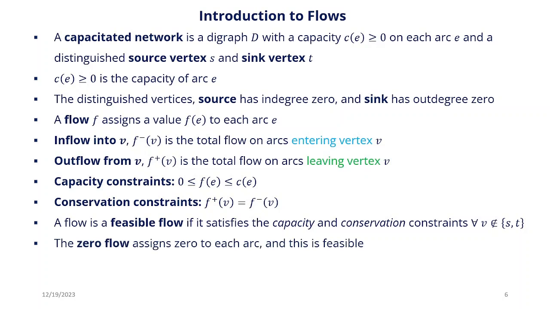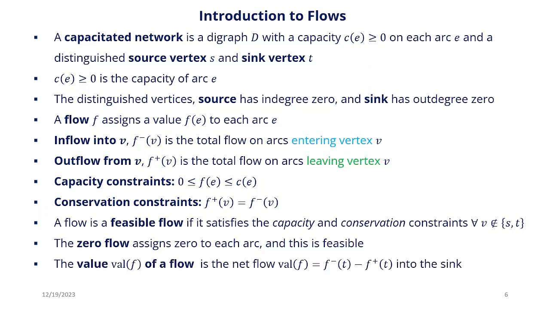The zero flow assigns a zero to each arc, and this is also feasible, meaning that it is possible nothing is flowing through the pipe. That is okay. The only problem is when what is flowing out of a pipe is bigger than the capacity of a pipe. The value val(f) of a flow is the net flow. That is, val(f) is equal to inflow minus the outflow into the sink. Is what is indicated by this.